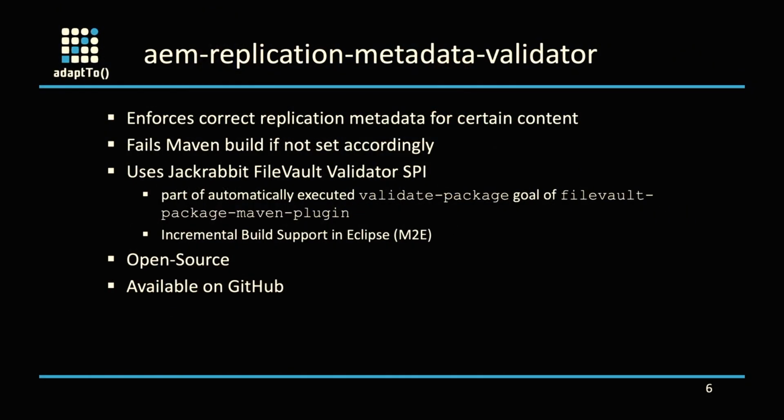Since this is quite hard to ensure manually, I wrote a validator for that, and it is based on a service provider interface provided by Jackrabbit FileVault. It's open source, available on GitHub, and I will quickly demo how that works. The important bit is that it fails your local build whenever the replication data is not correct, meaning that the replication data does not state that particular content is active in its last version. So let's come to the demo.